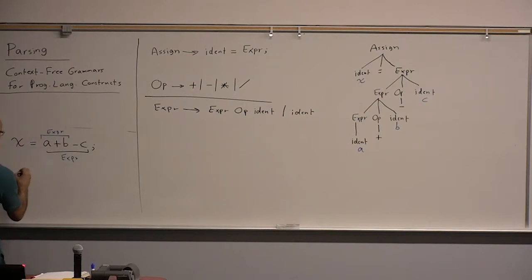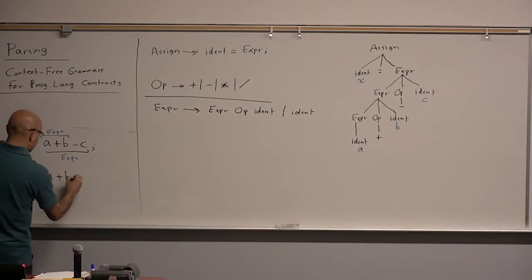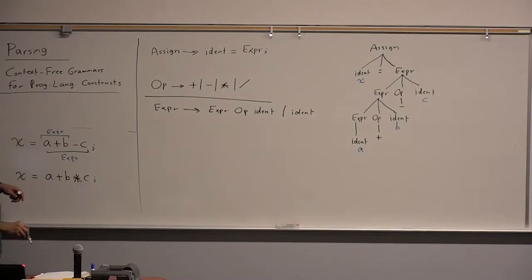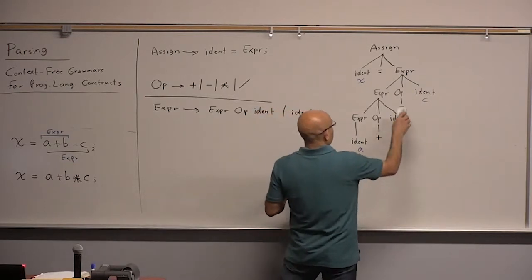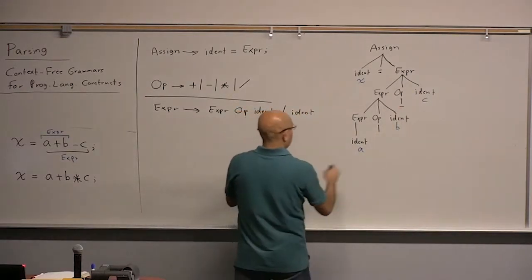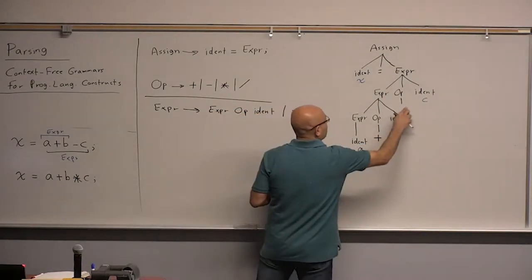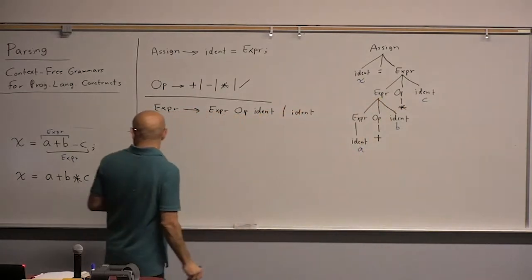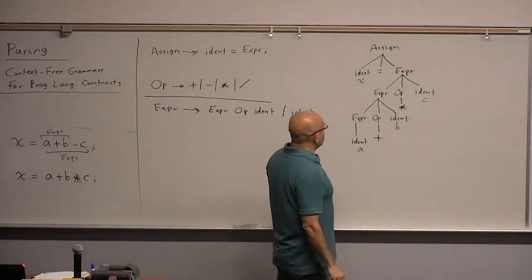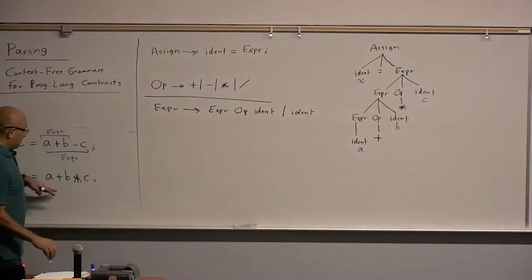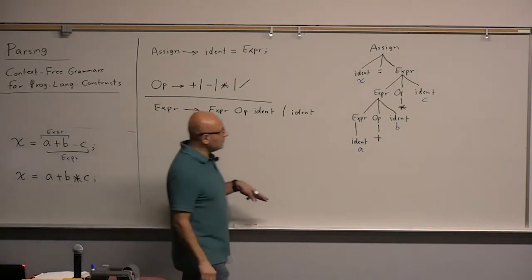Now, what if x equals A plus B times C? What if we try to parse x equals A plus B times C using this grammar? In this case, x is x. Our first operator is going to continue to be plus, and our second operator is going to be multiply, right? OK, so now this is the derivation of this. So this parses very well. But do you see a problem here?